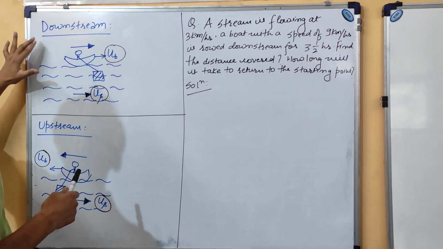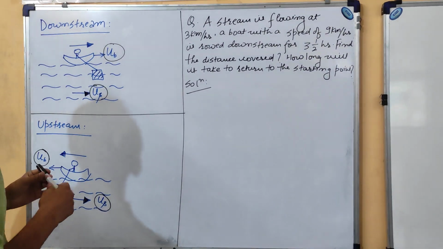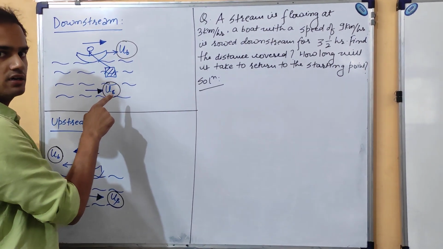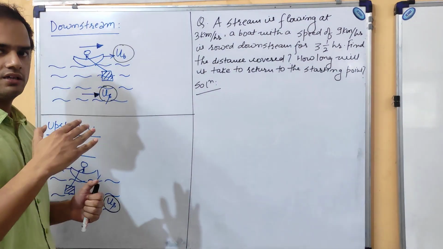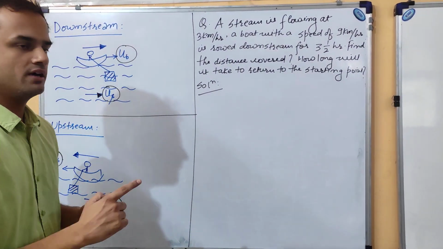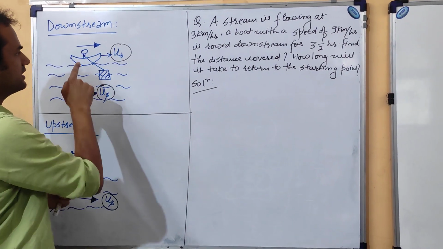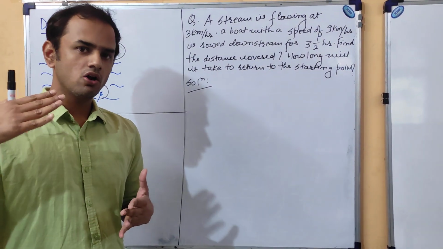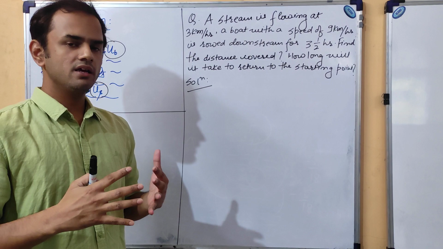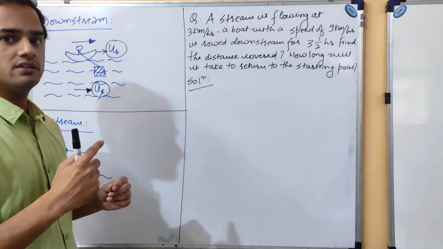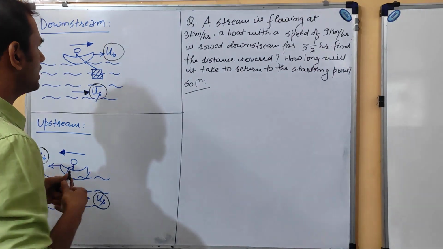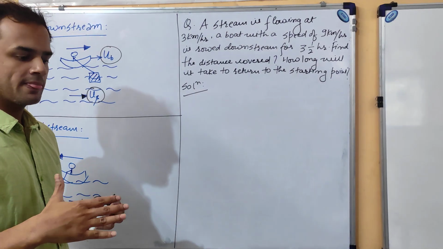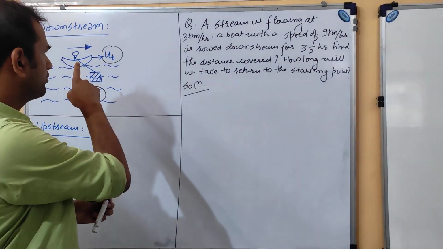So see, what is downstream? First we'll discuss this. You have the speed of a stream that I have denoted by US, that is basically the speed of a river, okay? And there is UB, that is basically the speed of the boat. So if the boat is rowed along the stream, it gives advantage to this person, and in that situation the speed becomes UB plus US. Why? Because there is no resistance. Basically the river is helping that boat, okay?